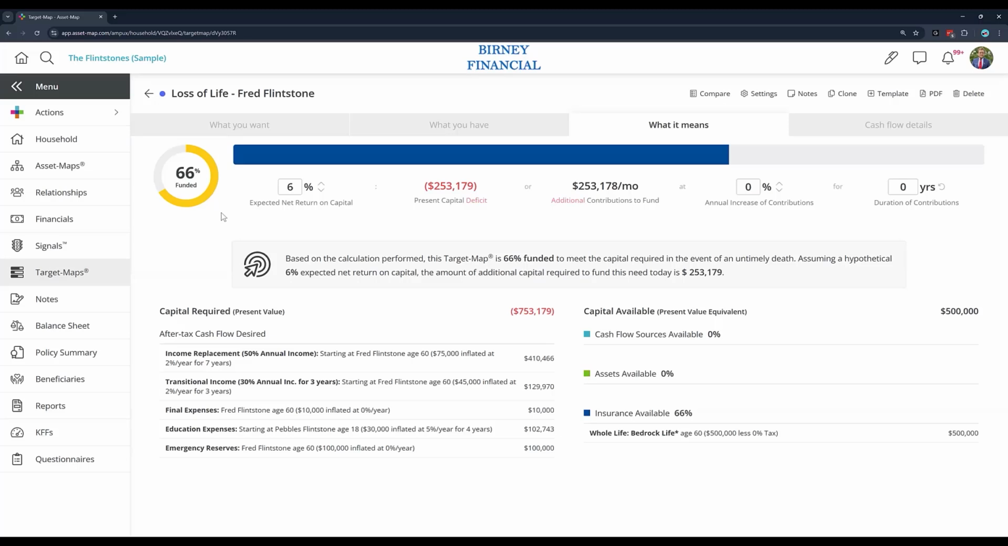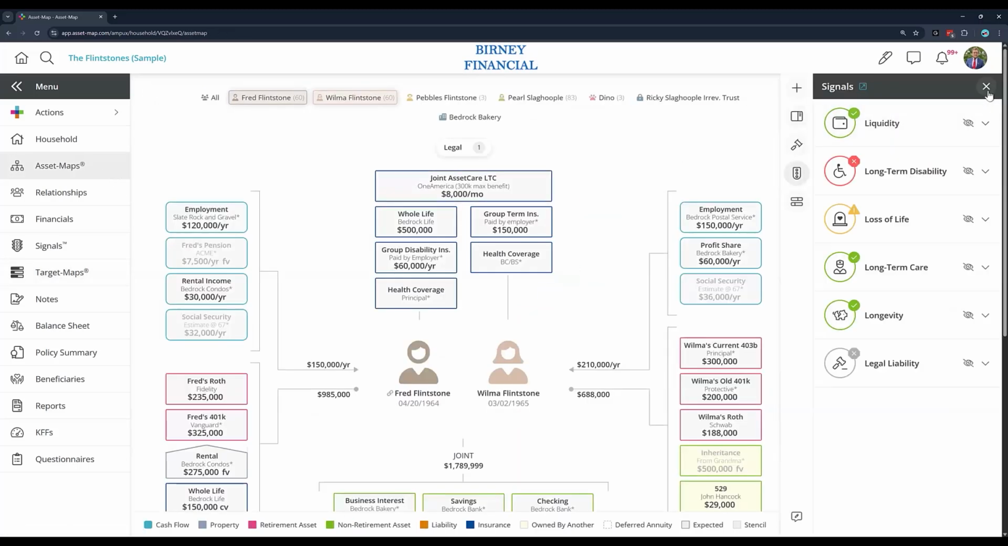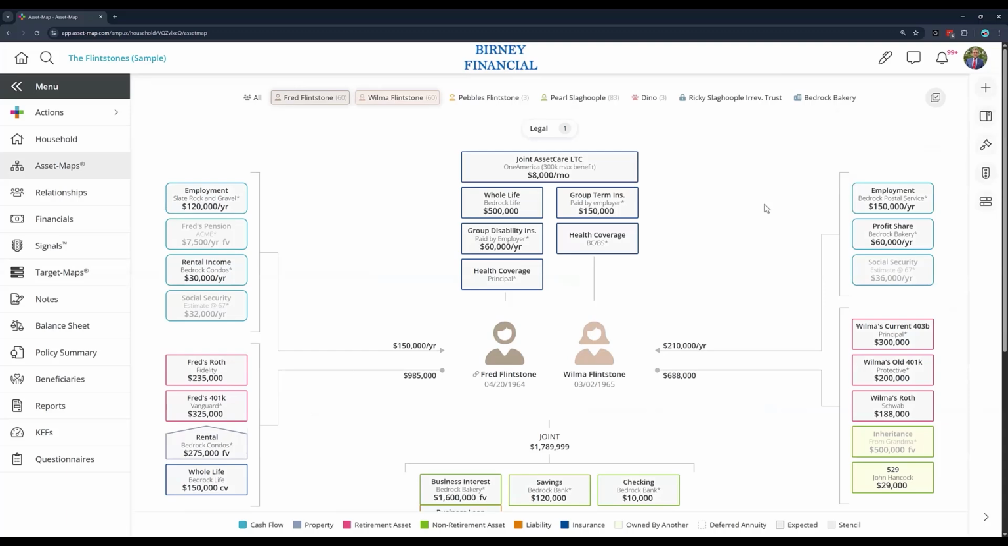It tends to be more simple to run because by default, I'm only using insurance. But as we move on here, we'll get into more complex target map situations and frankly, have some more fun with it. So let's head back now to the asset map for Fred and Wilma. And let's talk about your target map preferences because every advisor on this call is different. Let's set up your unique defaults so that every target map you run follows those preferences.